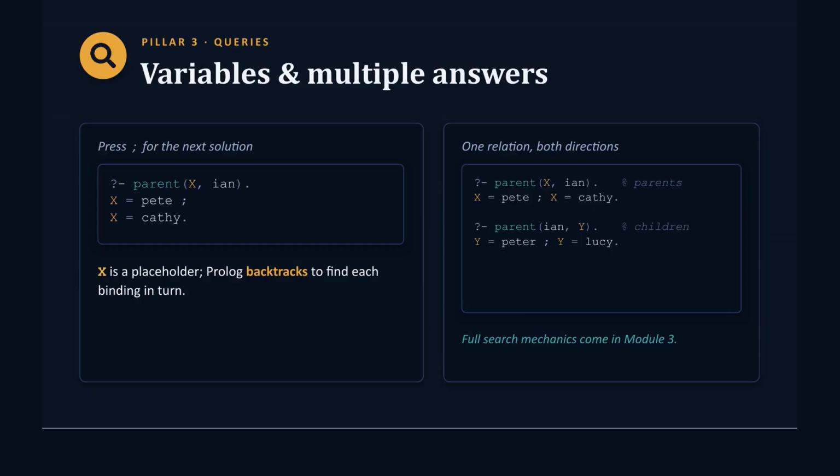Variables are what make queries expressive. A variable, written with a capital letter, is a placeholder for something Prolog will fill in. When you ask parent of X, Ian, the system answers X equals Pete, the first solution it finds. If you press semicolon, you are asking for more, and Prolog backtracks to find the next answer, X equals Cathy. The same relation can be queried in either direction, parent of X, Ian finds parents, while parent of Ian, Y finds children. We open up exactly how this search works in the next module. For now, notice that one fact base answers many different questions.